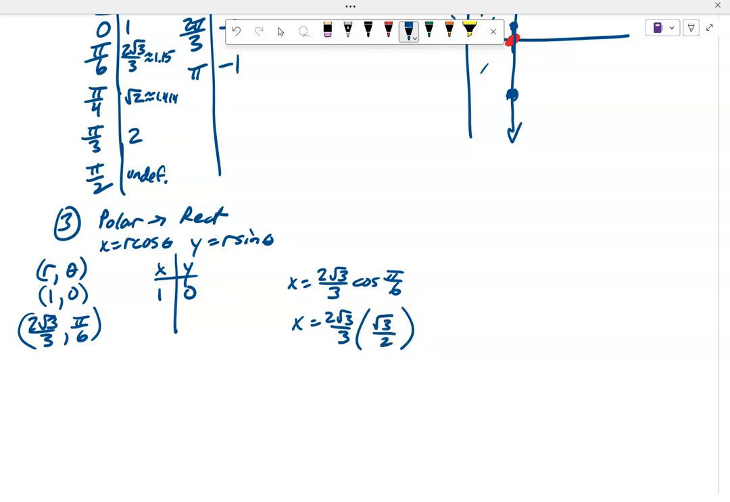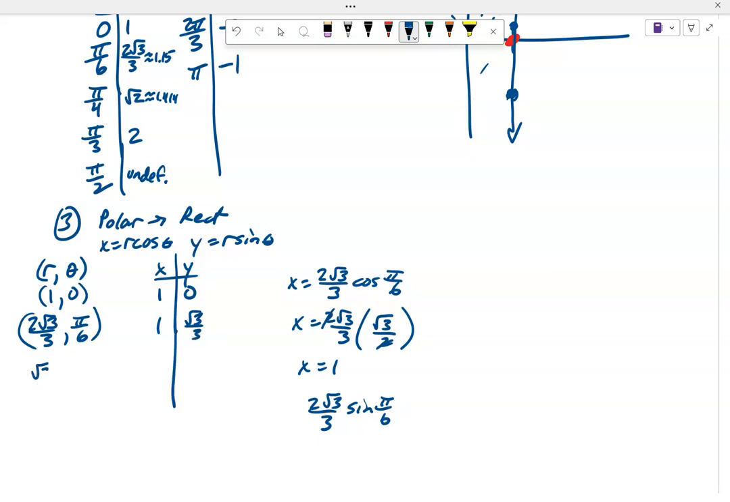And so I'd have 2's cancel, and I have 3 over 3. So I'd have 1. And then I'd do the same thing for the r sine of theta. So then I'd have 2 root 3 over 3 sine pi 6, right? And anyways, I'd get root 3 over 3. So I'd give you a few of these.